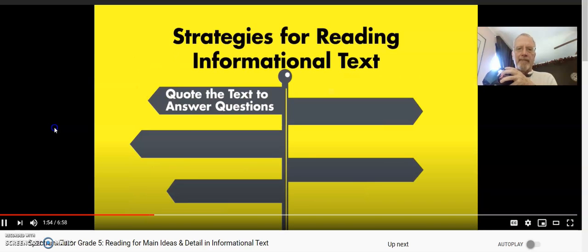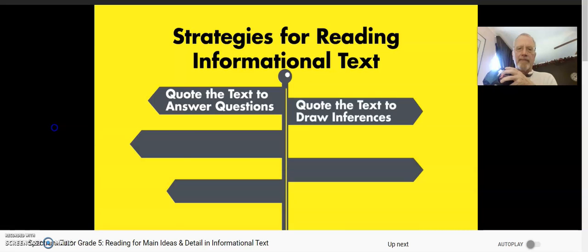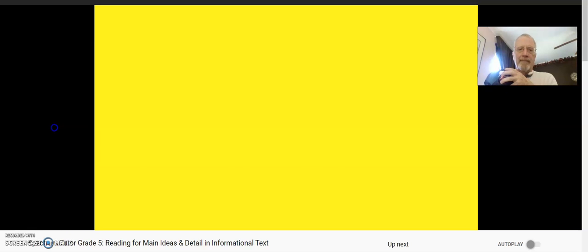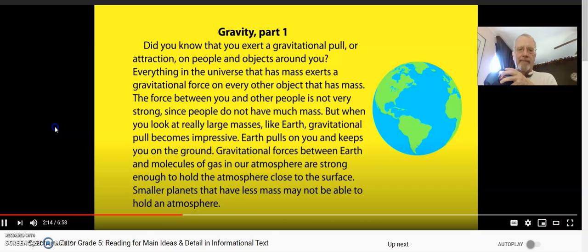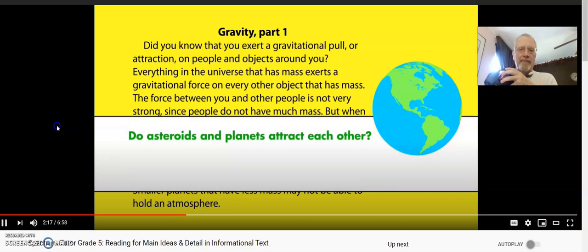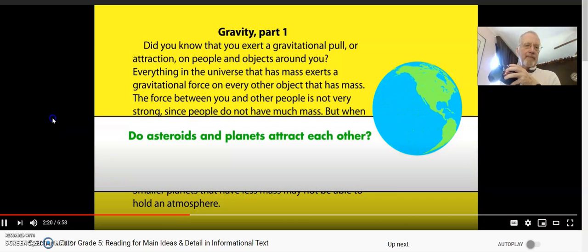Another strategy is to quote details from the text to draw inferences. An inference is a conclusion that a reader makes based on evidence from the text, evidence from other texts, personal experience, and logical thinking. Drawing an inference is a way to find an answer that cannot be found directly in the text. Here is a question that can't be answered just by looking at the text.